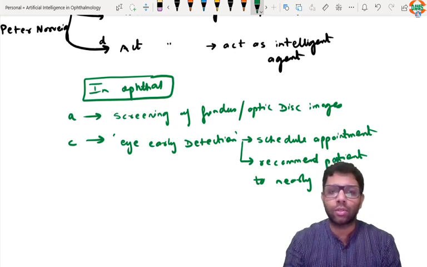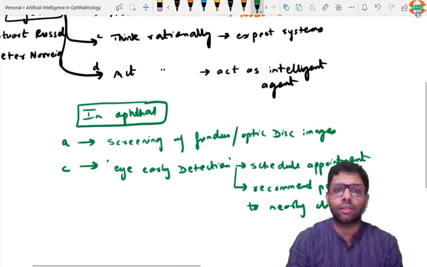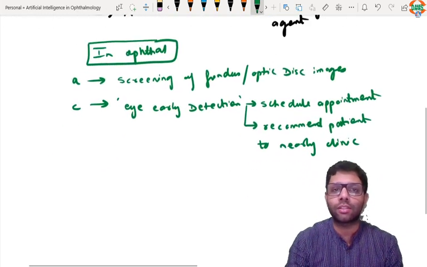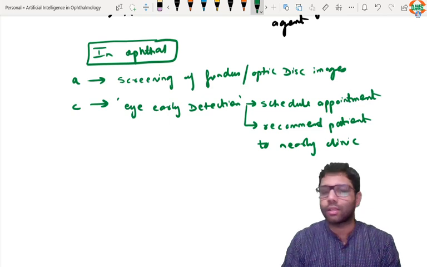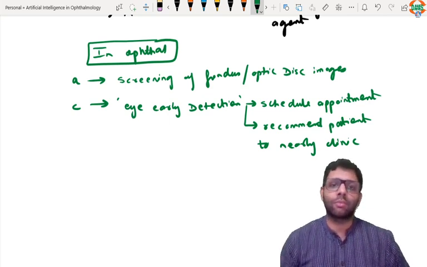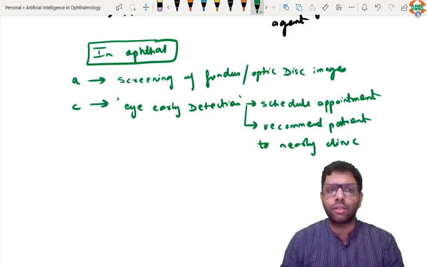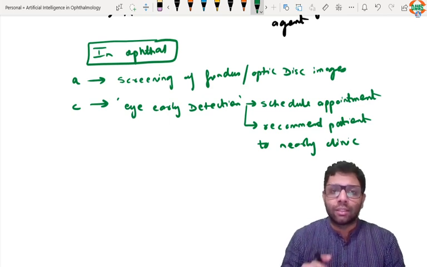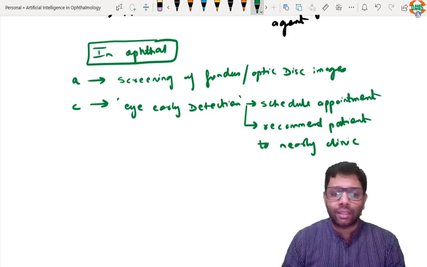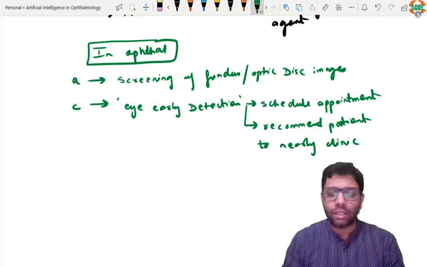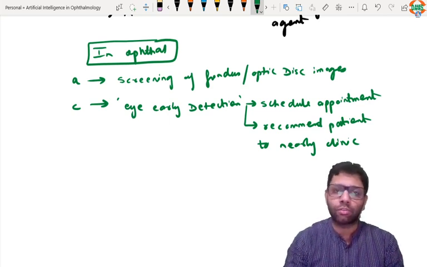But generally in outside conditions, Norvig and Russell are not from India, they are from outside countries, so they think according to their system. But of course in the exam you can write down that in ophthalmology, thinking like humans and thinking rationally are the two which are mostly developed.